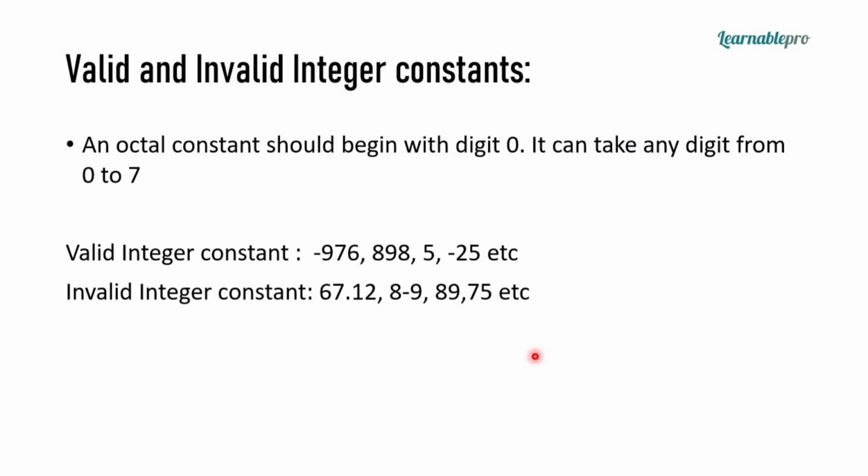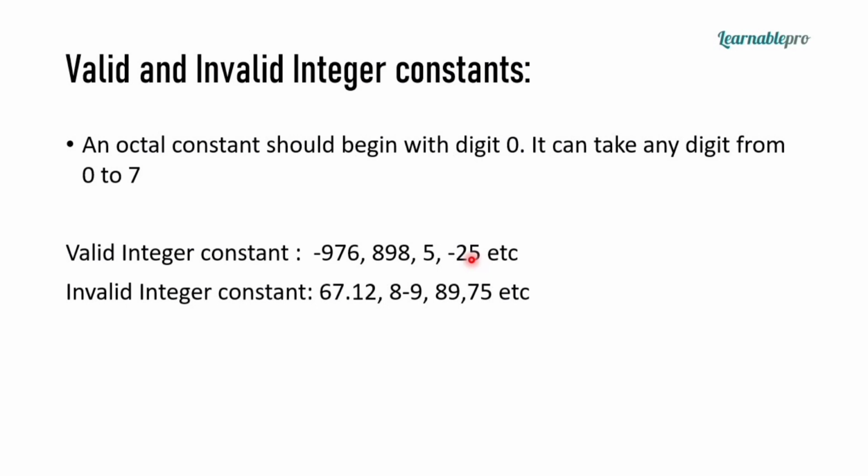Now on the screen you can see some valid integer constants and invalid integer constants. Valid ones can be negative 976, positive 898, 5, or negative 25, etc. These kinds of constants are valid integer constants because we have preceding signs like negative or positive, and we do not have any decimal values in between the constants or point values like 1.2, etc.